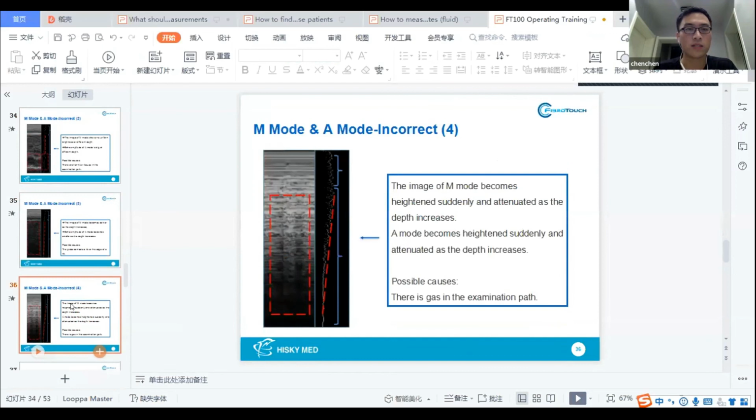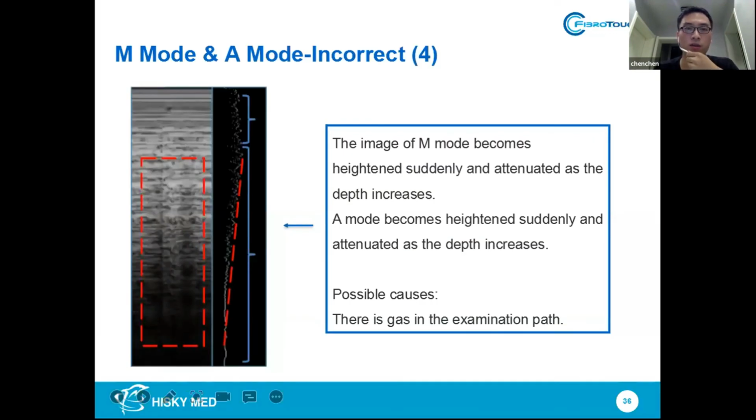And for this case, this is a clinical case. If we measure the position, there is gas in the examination path. So it means the position we choose is on the lung.